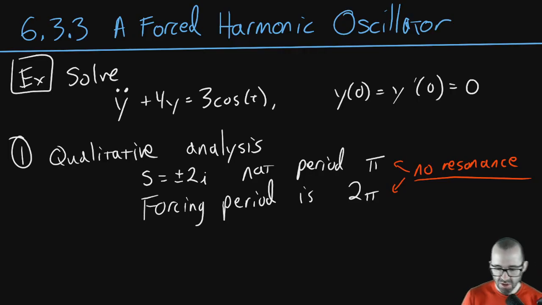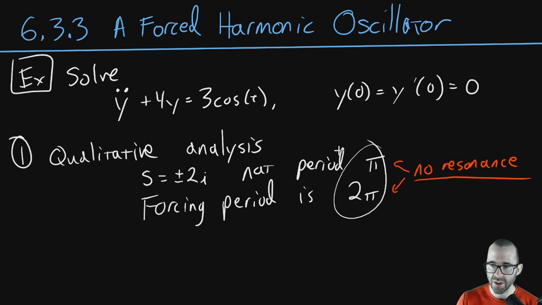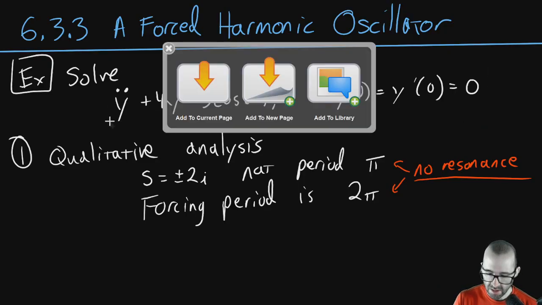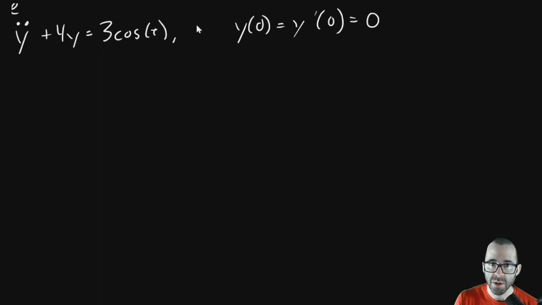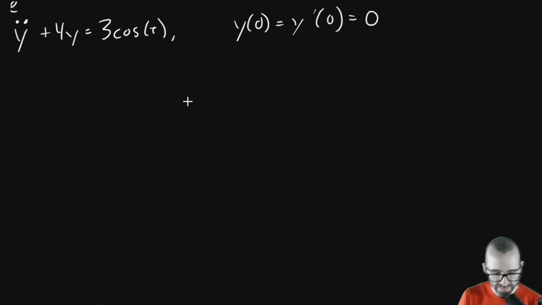Our solution's just going to be some kind of sum of sines and cosines with periods 2 pi and pi, and we're not going to get anything crazy. And furthermore, these aren't very close to each other, so we're not expecting to see a lot of beats. So now that we have an idea of how our solution is going to behave, let's solve the problem with Laplace transforms.